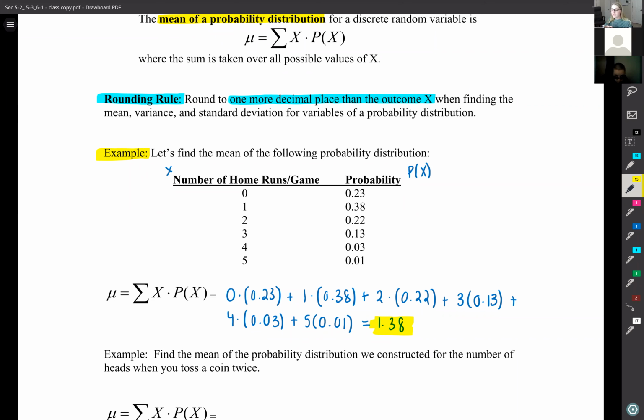All right, any questions on how I got 1.38? Great, cool.